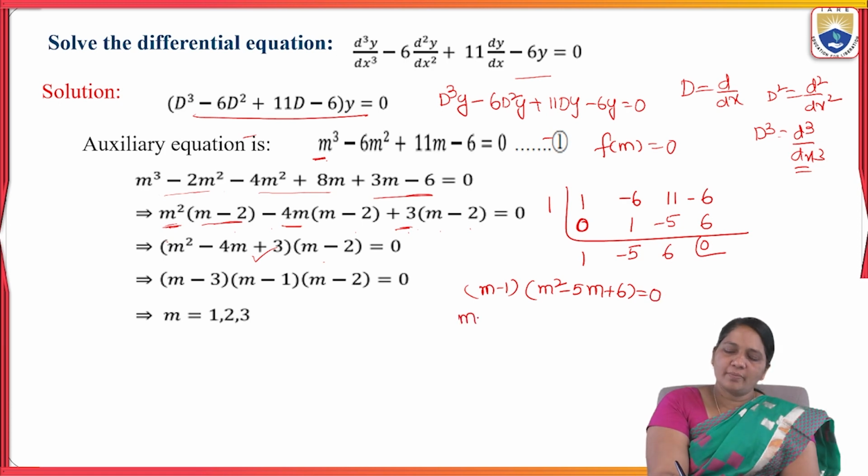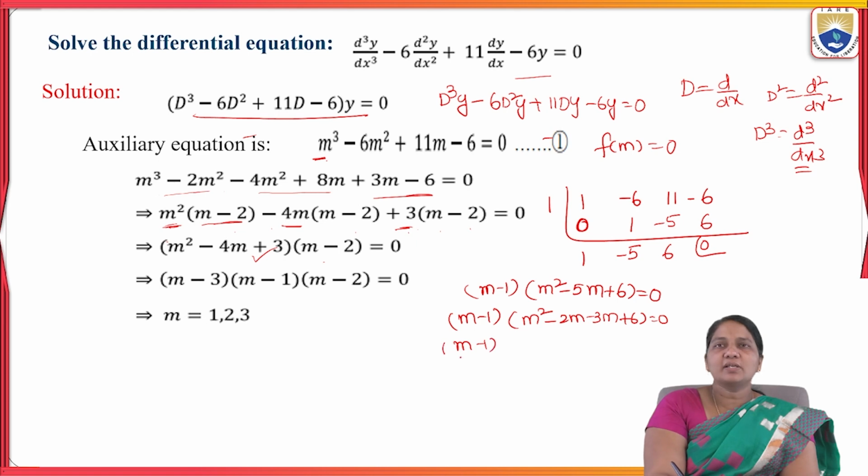So now already I am having m minus 1. So for this I am writing the roots here. So m square. 2 3s are 6, right? So minus 2m minus 3m I can write plus 6 equal to 0. So m minus 1 as it is. And here I am taking the m common.